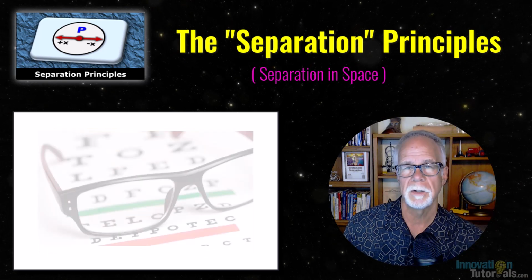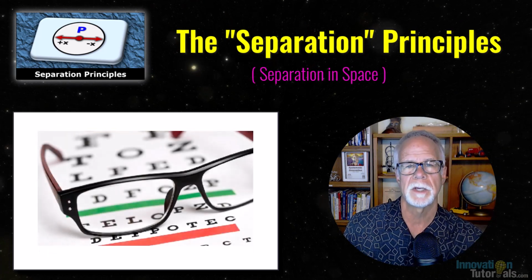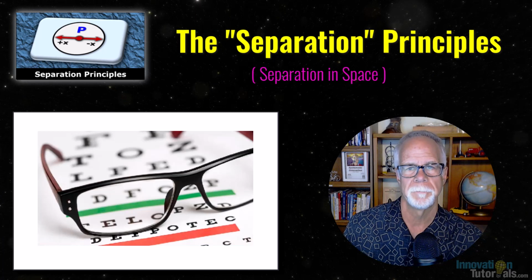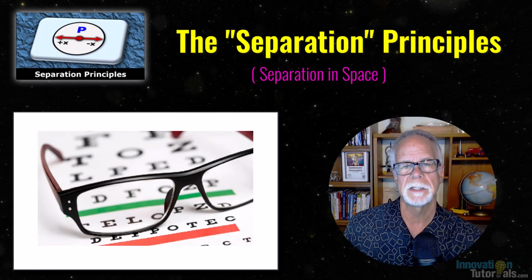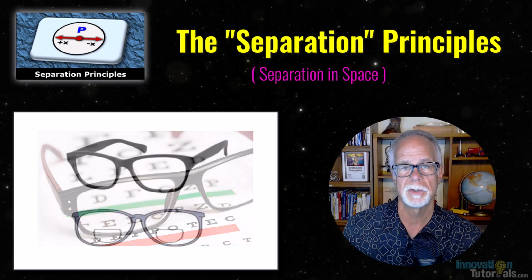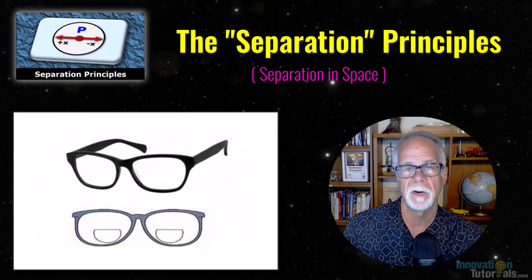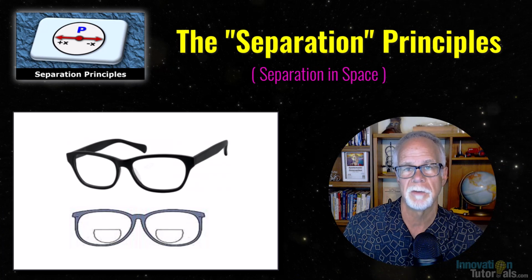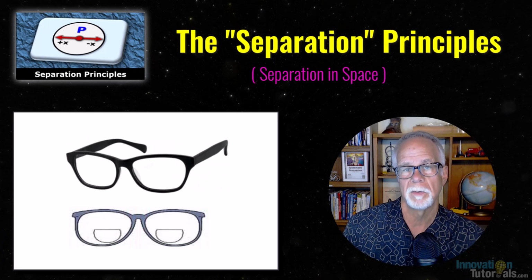So the question here is, can this physical conflict somehow be separated in space? In other words, do we need these opposite parameters, prescription A and prescription B, everywhere? The answer is no. So without knowing it, Ben Franklin used one of the separation principles to solve the conflict that you know today as the bifocal lens.